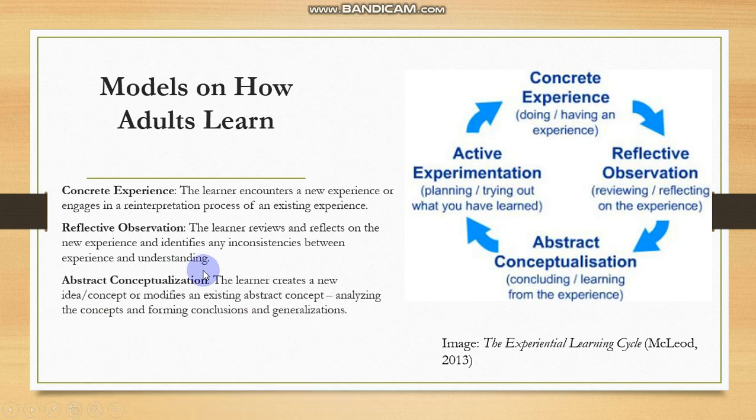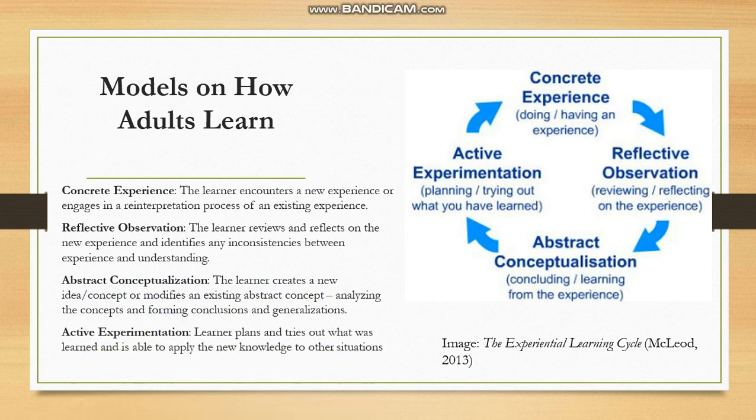And we do have another part which is abstract conceptualization. This is basically that you create a new idea or concept or modify an existing abstract concept, which is basically analyzing the concepts and forming conclusions and evaluations, generalizations, that is. And the last part is active experimentation. You plan, you try out, and you see what you have learned and how it works.